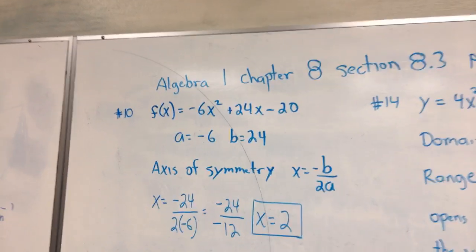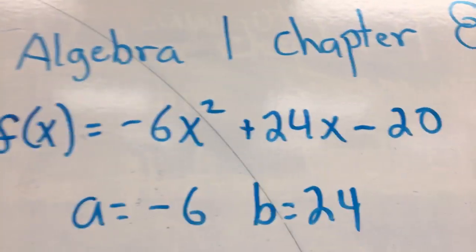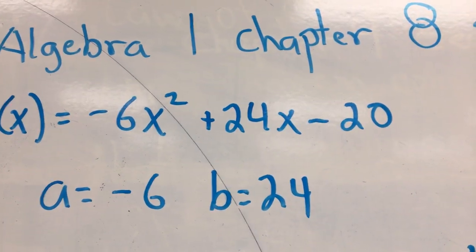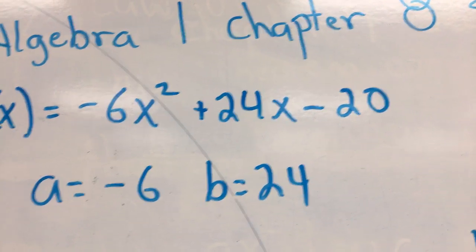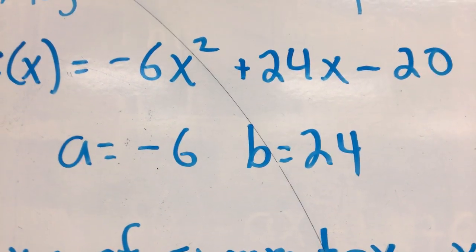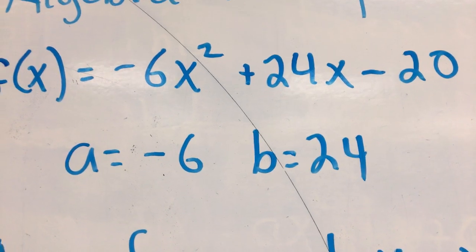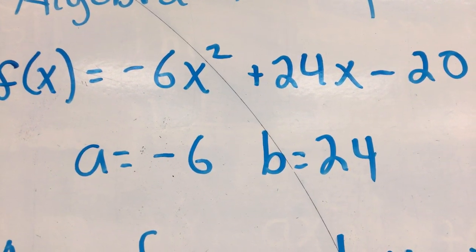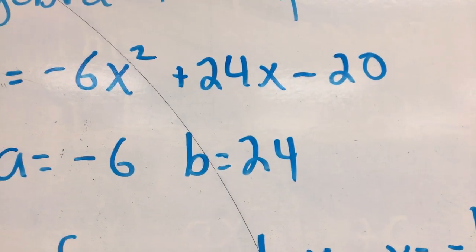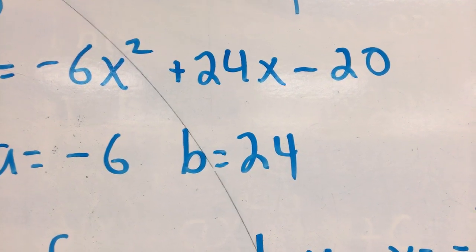So number 10 starts life as f of x is equal to negative 6x squared plus 24x minus 20. I'm going to go ahead and identify the a and the b right now. Remember, a is the coefficient in front of the squared term, that's a negative 6. B is the coefficient in front of the single x, that would be 24.